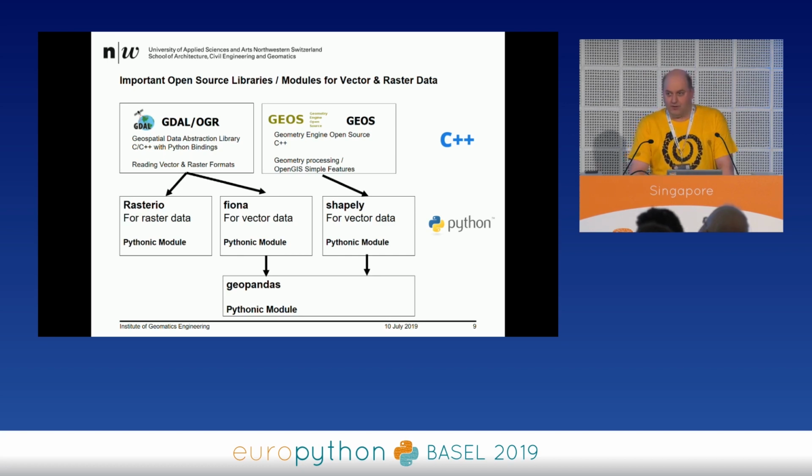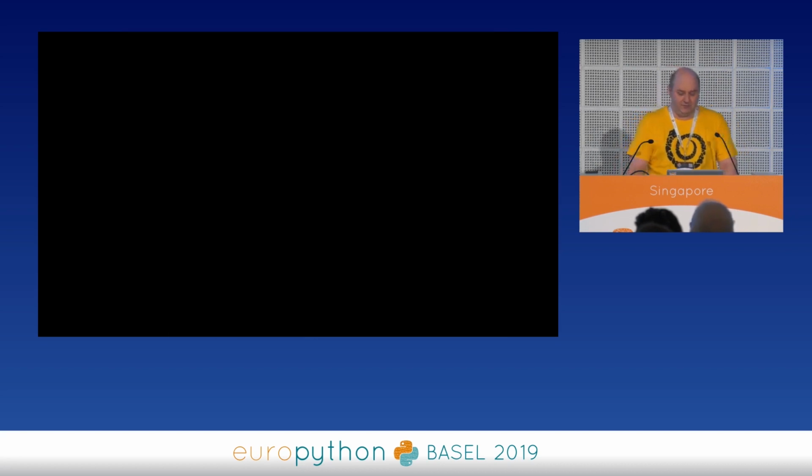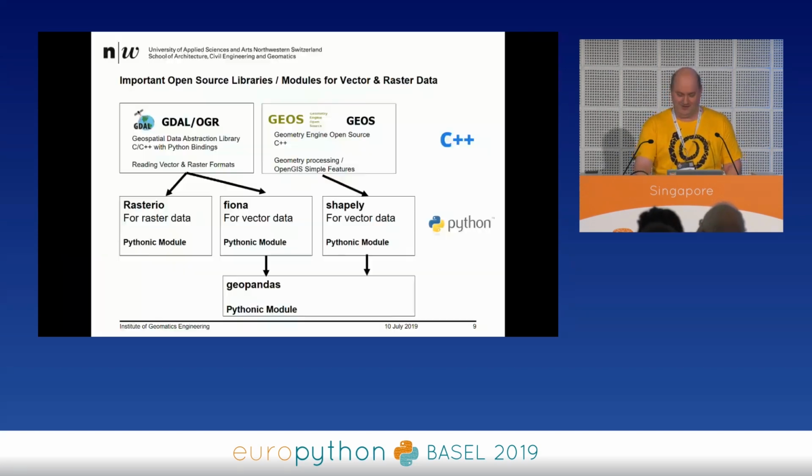The two most important libraries are C++ based. It's GDAL/OGR, and the second library is GEOS. They have bindings in Python, and it's really not Pythonic. So some people created new Python modules which are really Pythonic and use the same C++ libraries, and it's much, much nicer to work with those. I would not recommend using GDAL directly.